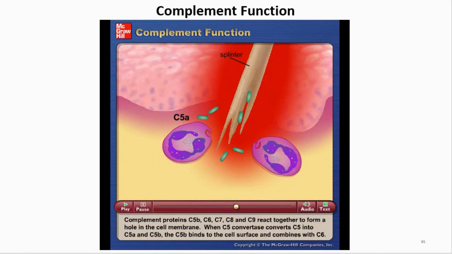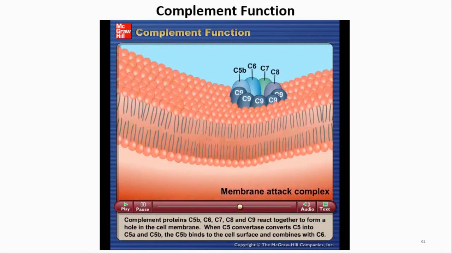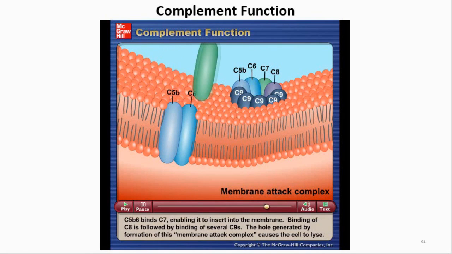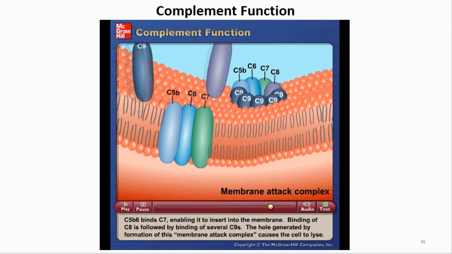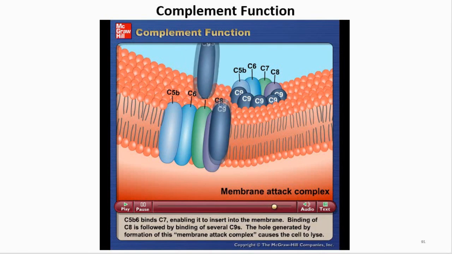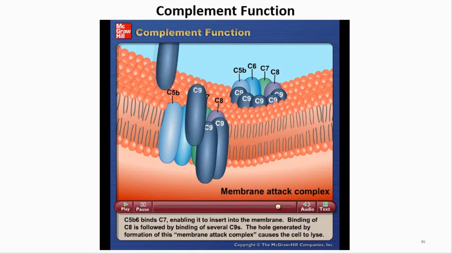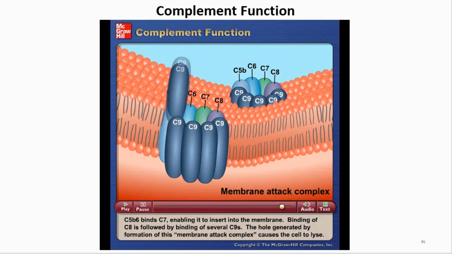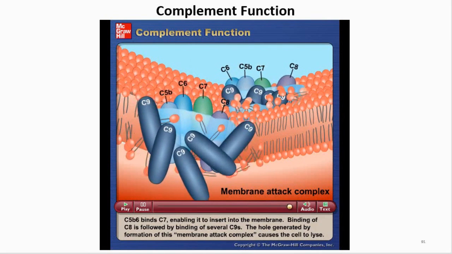Complement proteins C5b, C6, C7, C8, and C9 react together to form a hole in the cell membrane. When C5 convertase converts C5 into C5a and C5b, the C5b binds to the cell surface and combines with C6. C5b6 binds C7, enabling it to insert into the membrane. Binding of C8 is followed by binding of several C9s. The hole generated by formation of this membrane attack complex causes the cell to lyse.